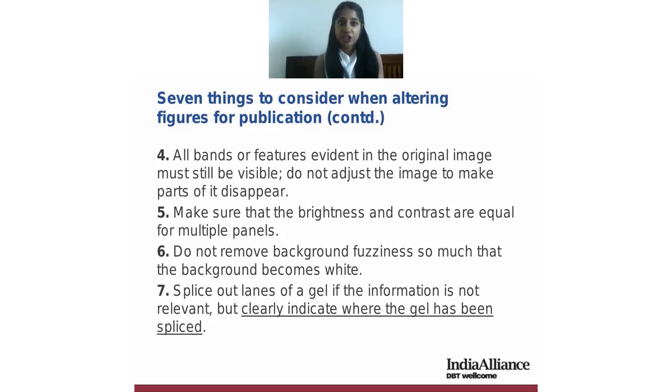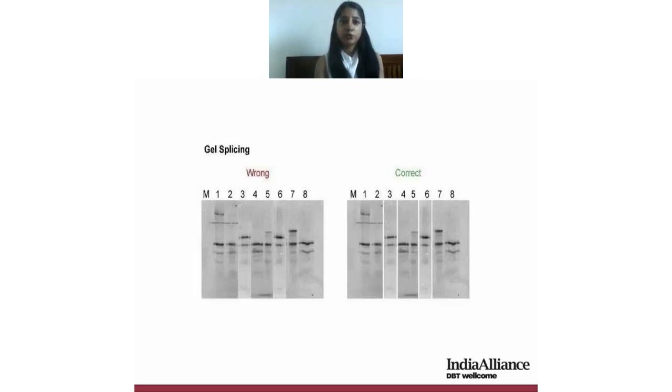If you're working with gels and you need to splice lanes into another gel image, please indicate where the splicing has occurred. For example, with these white lines, I indicate that these are not part of the original gel. They have been spliced into this image.